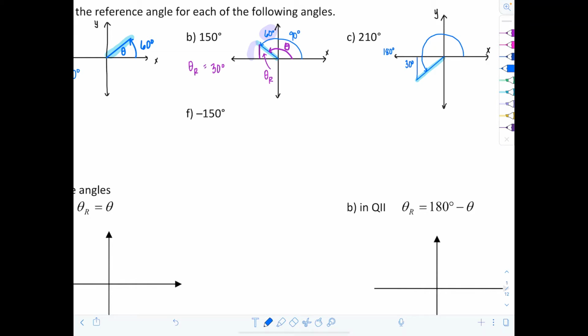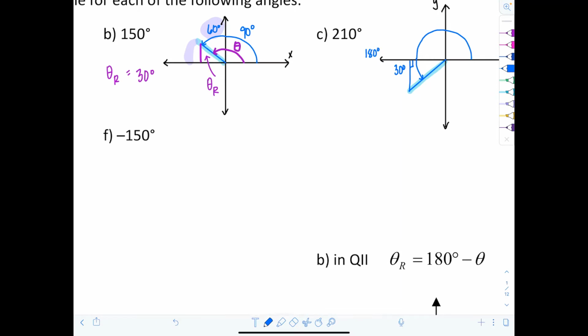So in this case, the nearest is the negative x-axis. And how much is that acute angle sitting inside there? That's our reference angle right here, theta sub r. Well, remember we went 30 degrees past the horizontal, so our reference angle in this case is 30 degrees.